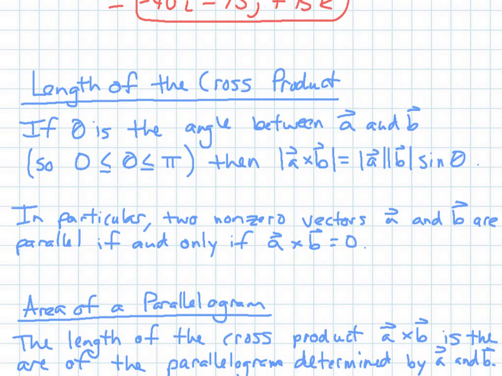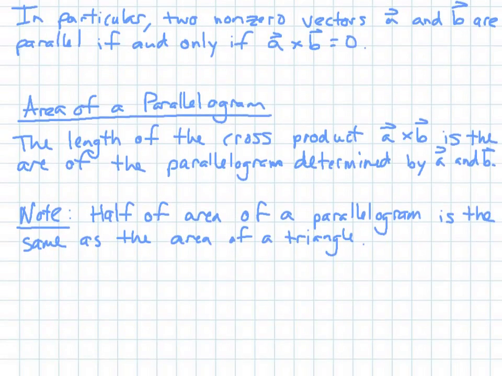In particular, if there are two non-zero vectors a and b, then they are parallel if and only if the cross product is 0. So if you found the cross product is 0, that means that they're parallel, so it means there is no angle in between them, because they don't intersect to create an angle. Okay.